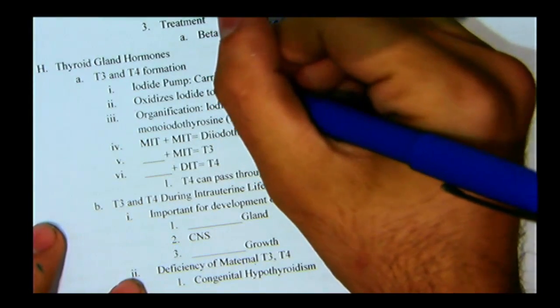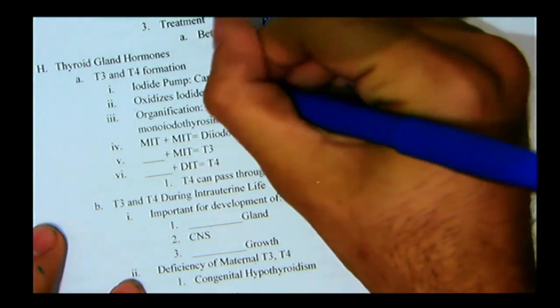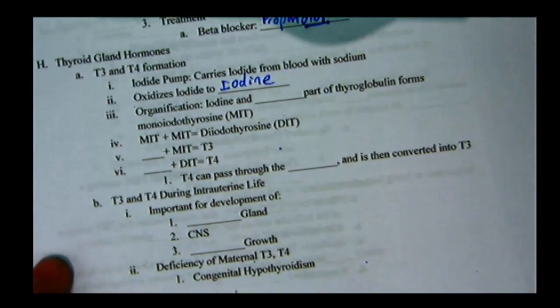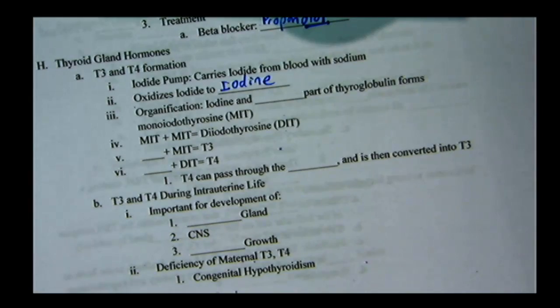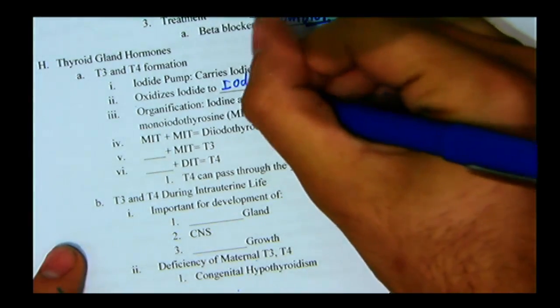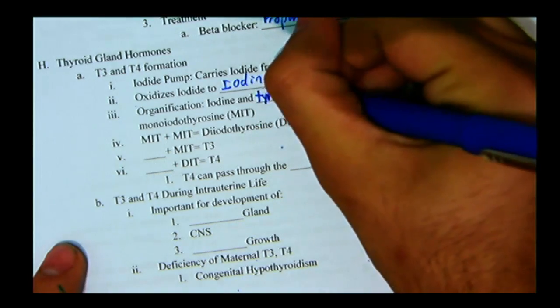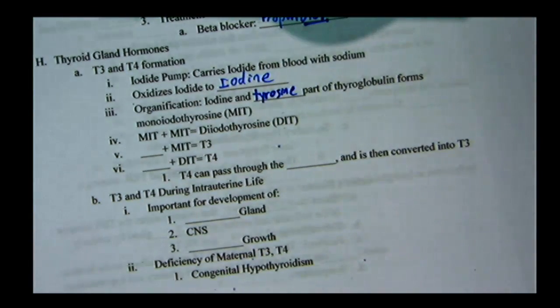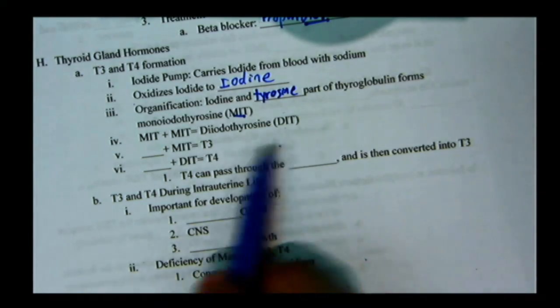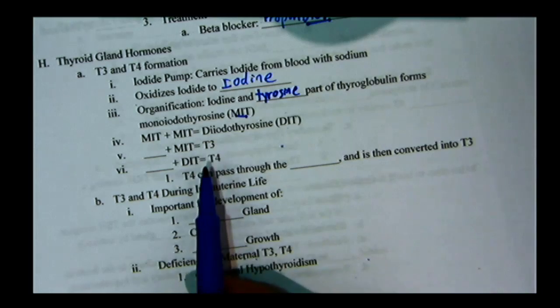Organification is just a process in which iodine and tyrosine of thyroglobulin form monoiodotyrosine, or MIT. So MIT plus MIT is equal to DIT. What plus MIT is equal to T3? DIT. And what plus DIT is T4? DIT.